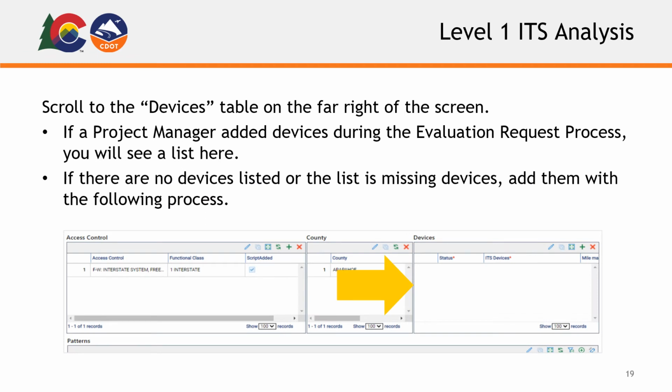Scroll to the Devices table on the far right of the screen. If a project manager added devices during the evaluation request process, you will see a list here. If there are no devices listed, or the list is missing devices, add them with the following process. This can take some time, but it is necessary to justify further evaluation of the project's impacts on each device.